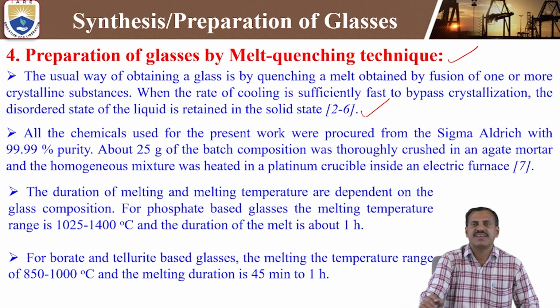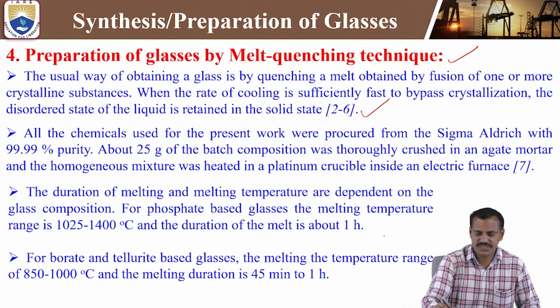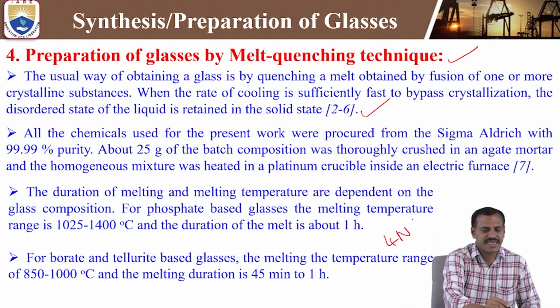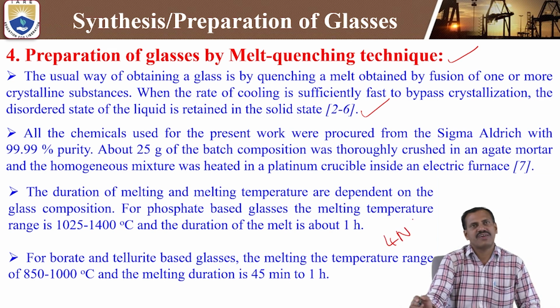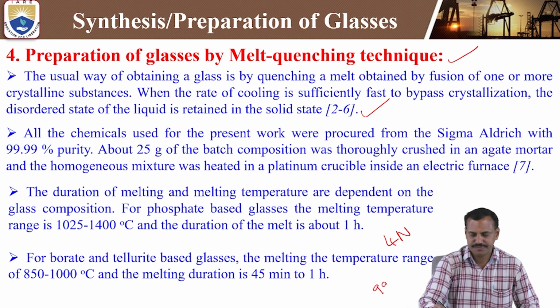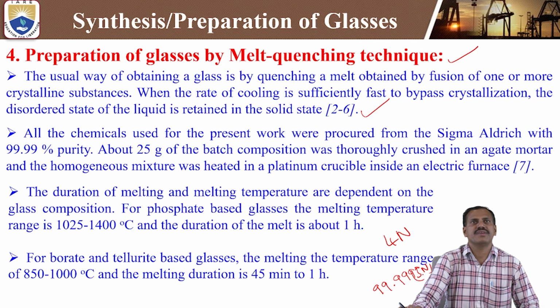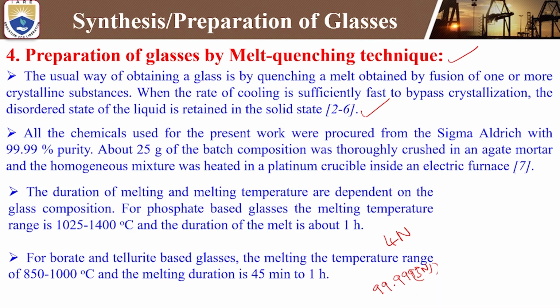With each and every chemical composition, we have to purchase high purity. That means high purity means 4N, that means 99.99%, or 5N also. This is 5N.